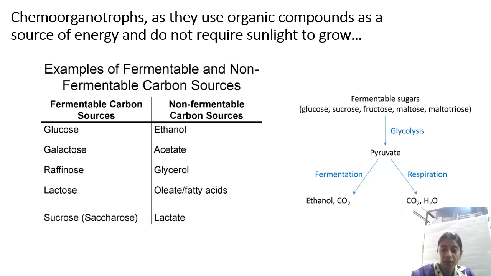So they are anaerobes, but they can also go into the aerobic mode. Sometimes they are aerobes also. But remember, Saccharomyces cerevisiae generally prefers the alcoholic fermentation mode of nutrition due to the availability of fermentable sugars in the media. So what are the fermentable carbon sources?